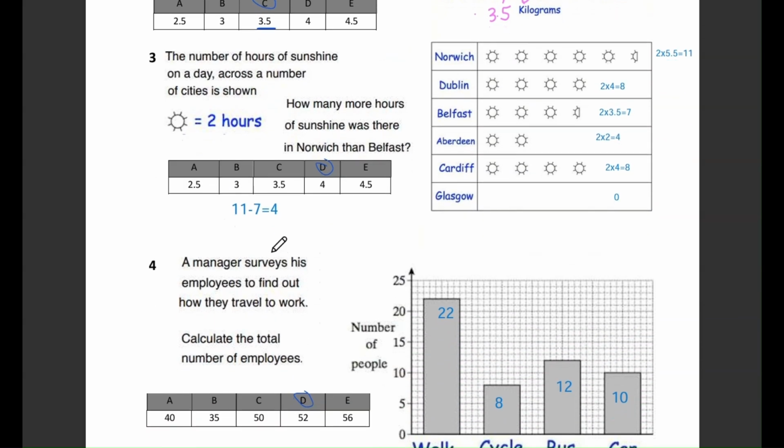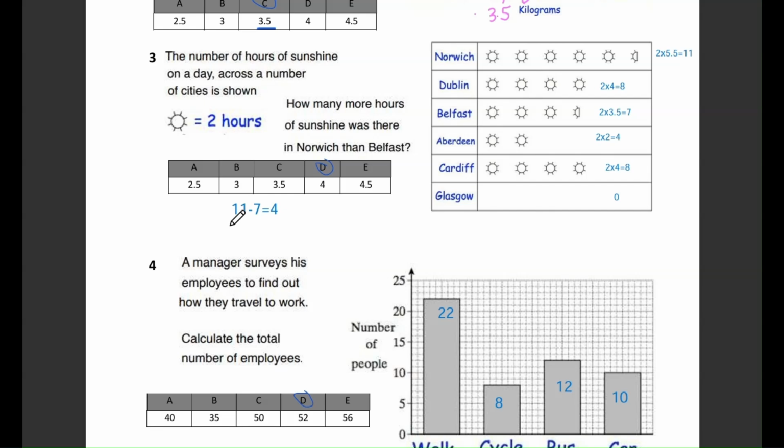Question 3. All right, for question 3, we have a question about sunshine hours. It asks, how many more hours of sunshine were there in Norwich than in Belfast? Our multiple choice answers are A, 2.5 hours, B, 3 hours, C, 3.5 hours, D, 4 hours, and E, 4.5 hours. The problem tells us that Norwich had 6 hours of sunshine and Belfast had 2 hours.